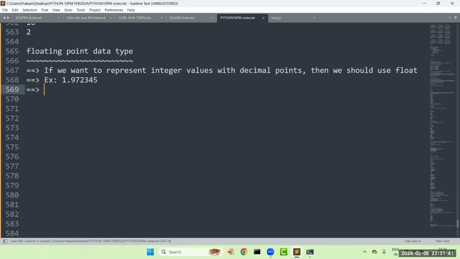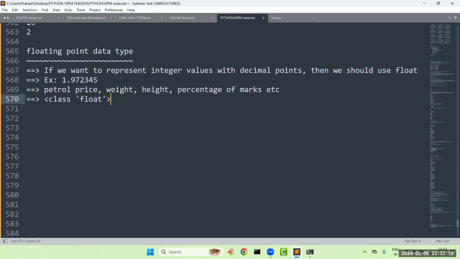In real time, where are we using such things? Have you observed petrol price? We represent it using these floating point values. The weight of a person, some 70.4 kgs, height of the person 5.5, percentage of marks, like I got 67.23. This is a very common requirement. Even the price of a product, account details, everything is represented in the form of floating point values only. And it comes under the class float.